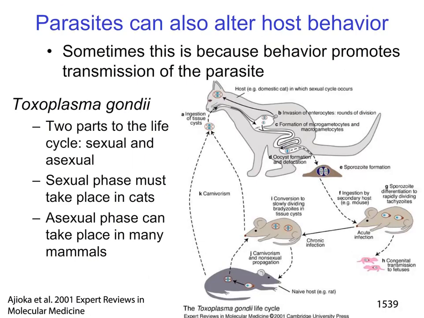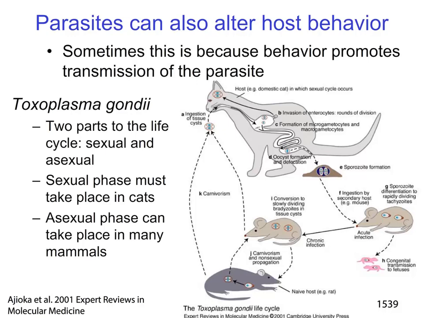We should also realize that parasites can alter host behavior. Sometimes it's because the behavior promotes transmission of the parasite. One example of this, and there are labs on Michigan's campus, by the way, that do research on this, is Toxoplasma gondii. There are 2 parts of the life cycle for this parasite, a sexual and an asexual component. The sexual phase must take place in cats. The asexual phase can take place anywhere. What's interesting about this is that mice who are impacted by this parasite, their behavior changes.